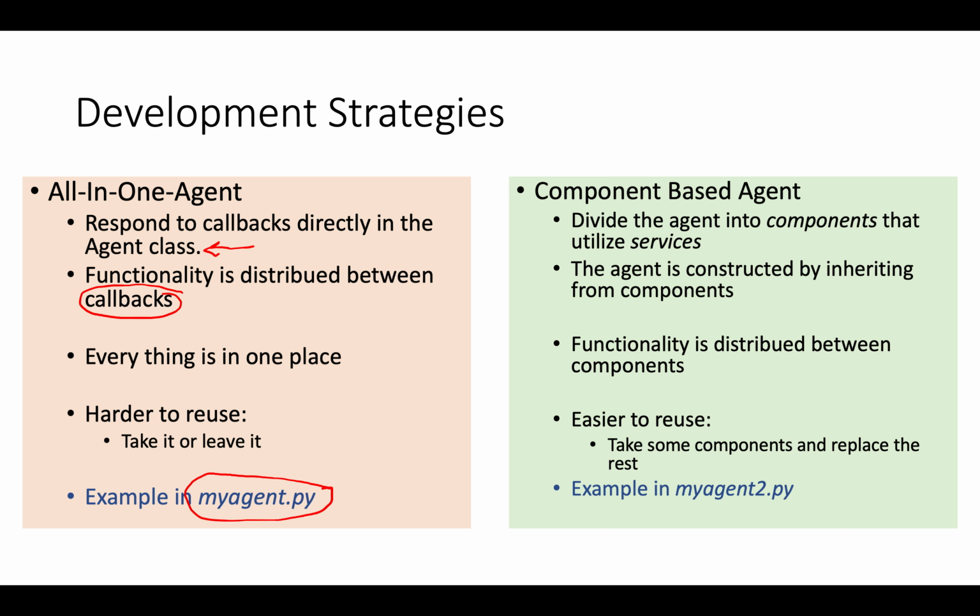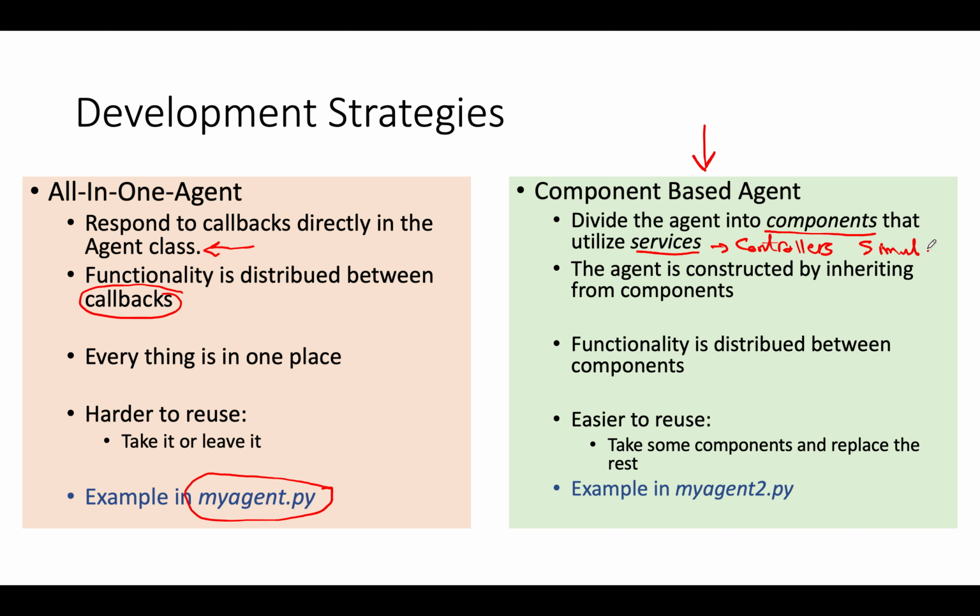The other possibility is what we call a component-based agent. This agent is decomposed into several components that are reusable, and services. The difference between a component and a service is that a service is something that the agent creates and uses. Examples of services in the system are controllers. You can think of negotiators as services, as well as a simulator.